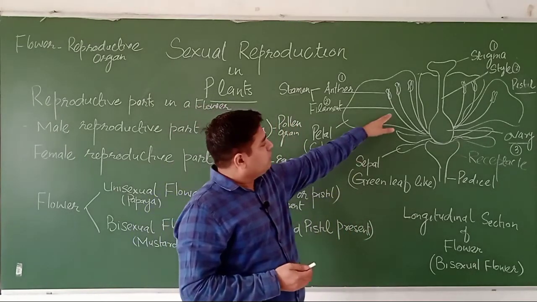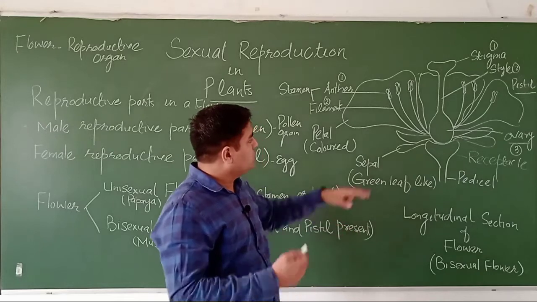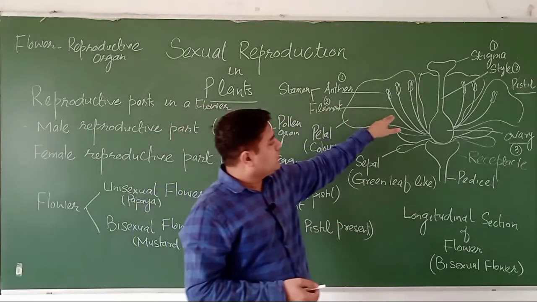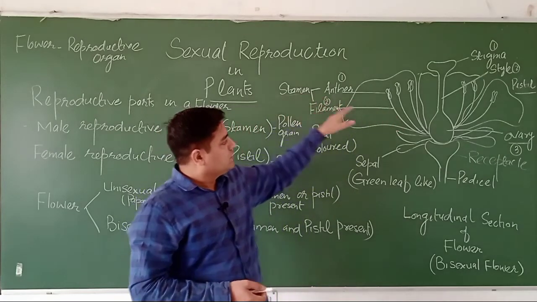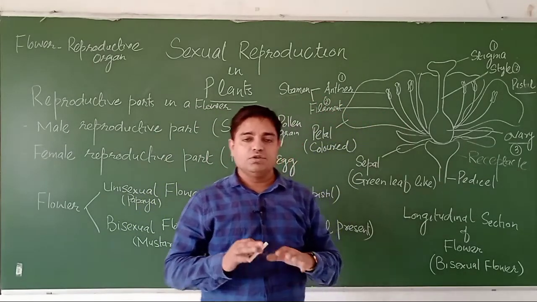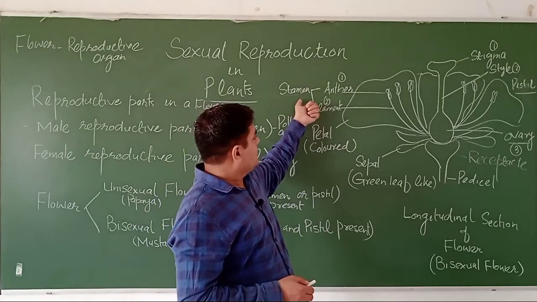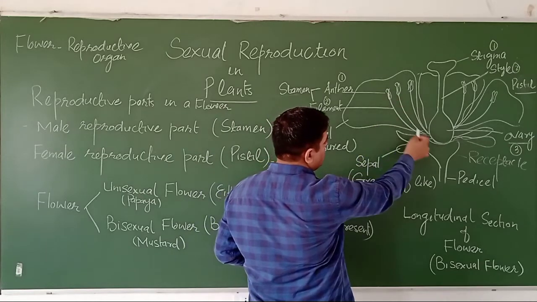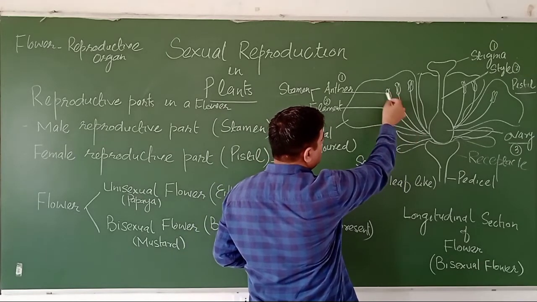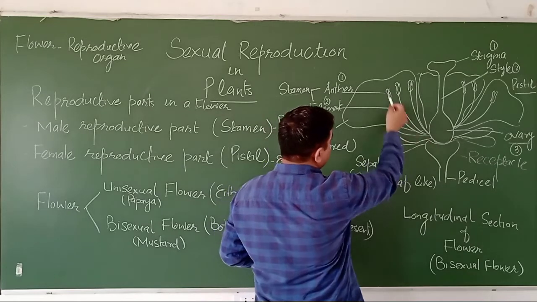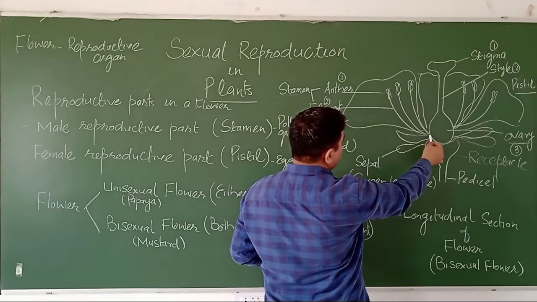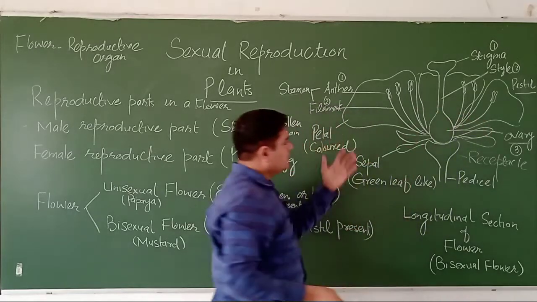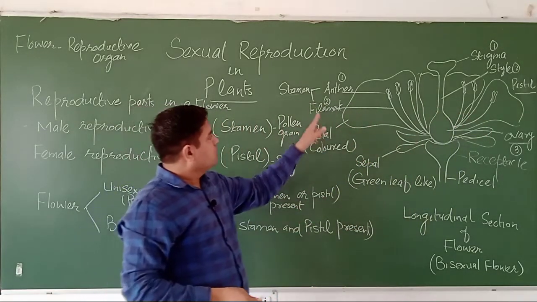The third whorl from outer to inward is the male reproductive part, which is known as stamen. This is the unit of the third whorl, the stamen. These are the stamens: the filament and the sac-like part. This one unit is a stamen, second stamen, third, fourth, fifth, and sixth. There are six stamens in this picture.